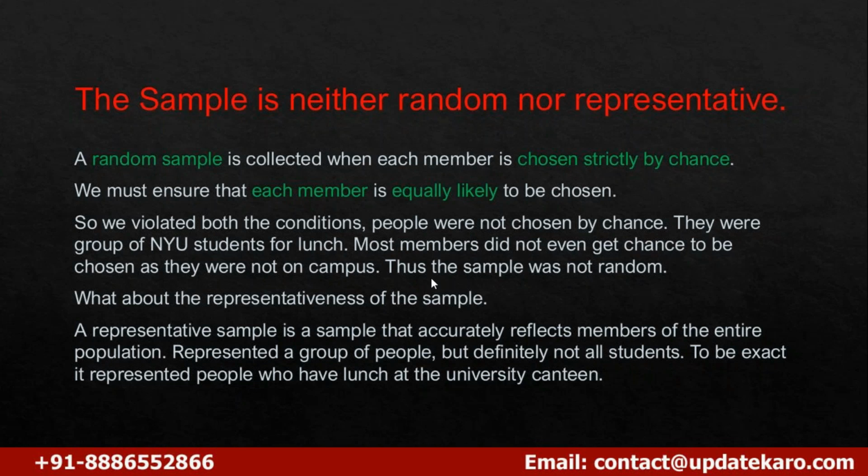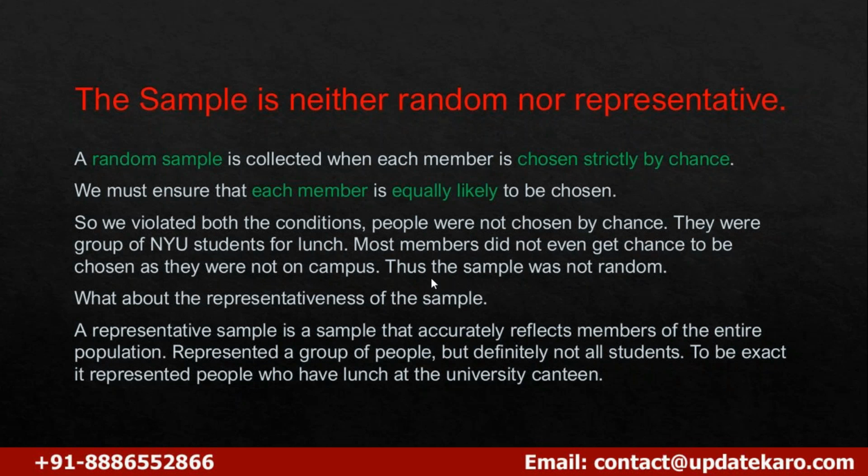We should ensure that the probability of choosing each member of the sample is equally likely. So we violated both the conditions over there, right? People were not chosen by chance. They were a group of students, NYU students, who were there for lunch. Most members did not even get the chance to be chosen, as they were not on the campus at all, because the sample was not random.